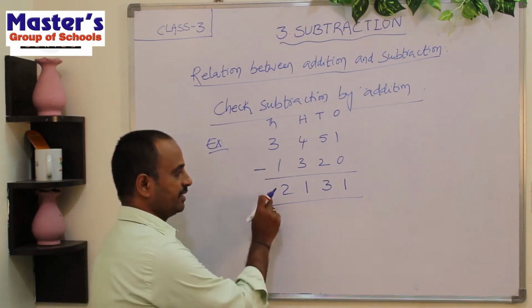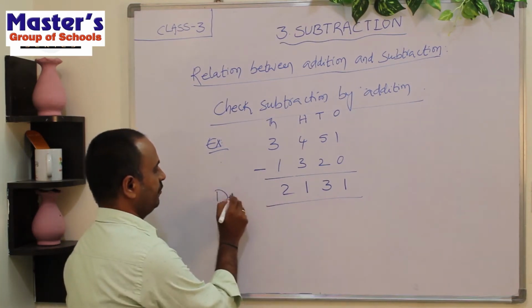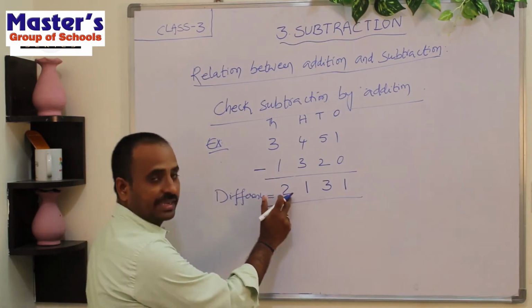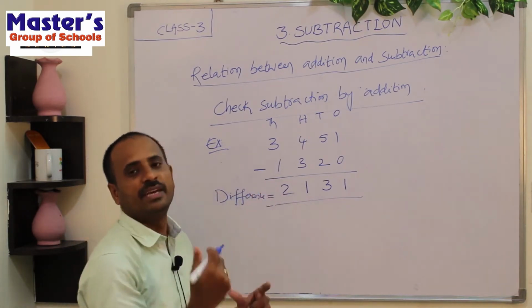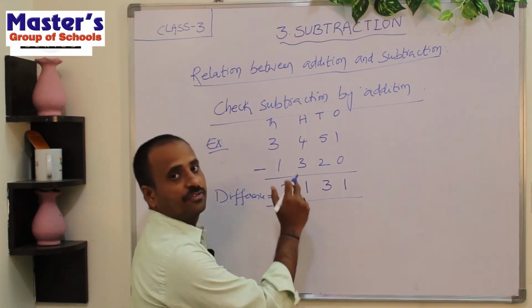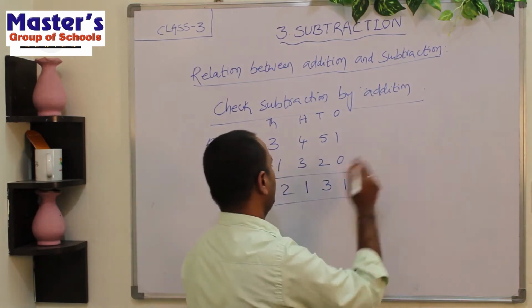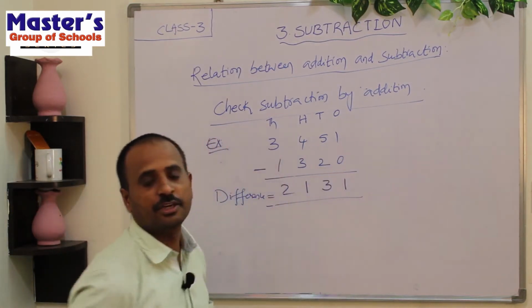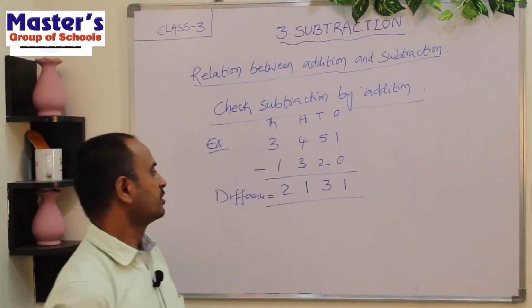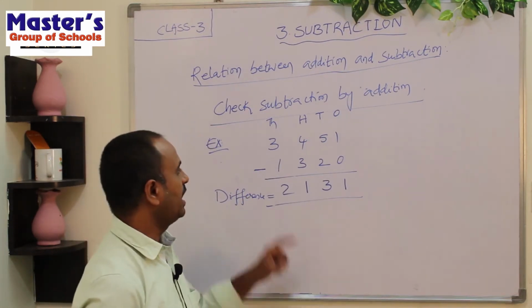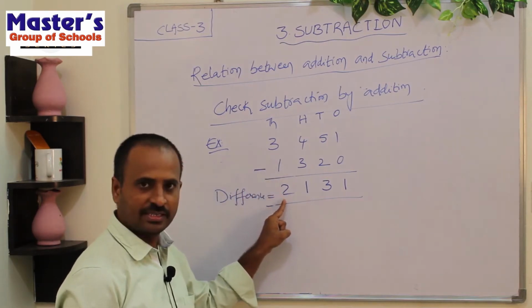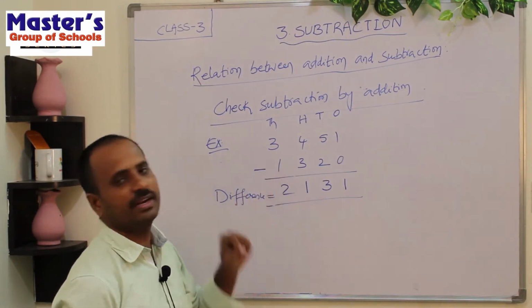Now we can check this answer. This is the difference, and we can check this subtraction by using addition. That's why we have to write this difference first. So how can we add? What we have to do is add the greater number to the difference. Then we will get the smaller number.